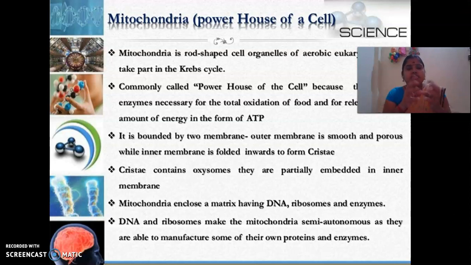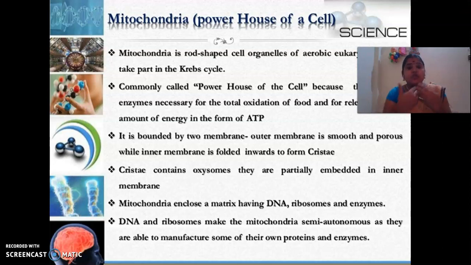So those organelles, the mitochondria, will be present, which take part in the Krebs cycle. It is also commonly called the powerhouse of the cell because it contains enzymes. The enzymes are used for oxidation of food. What is oxidation? Breaking down of food. Oxidation means addition of oxygen and removal of carbon dioxide.